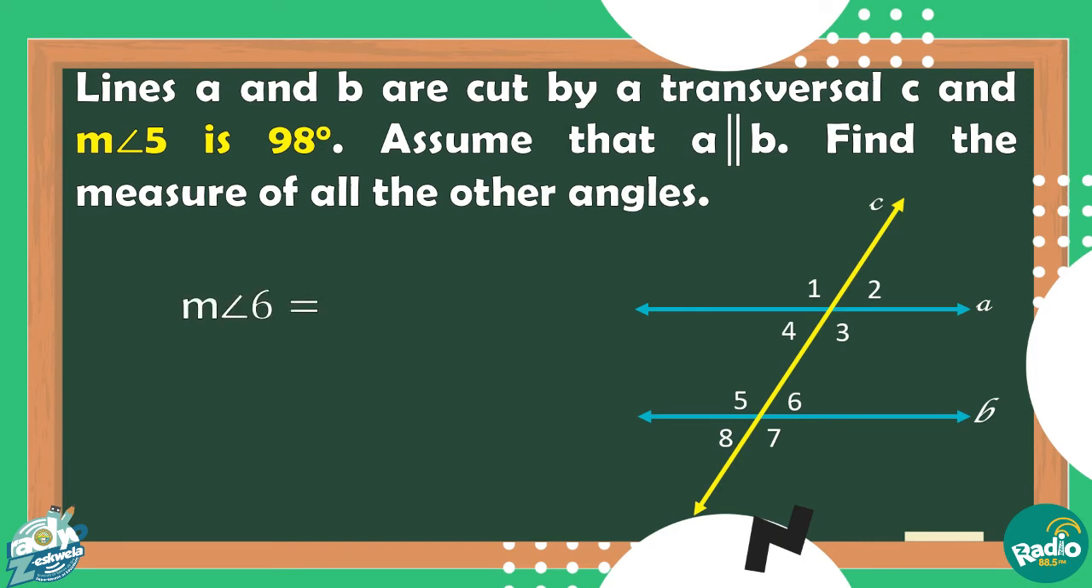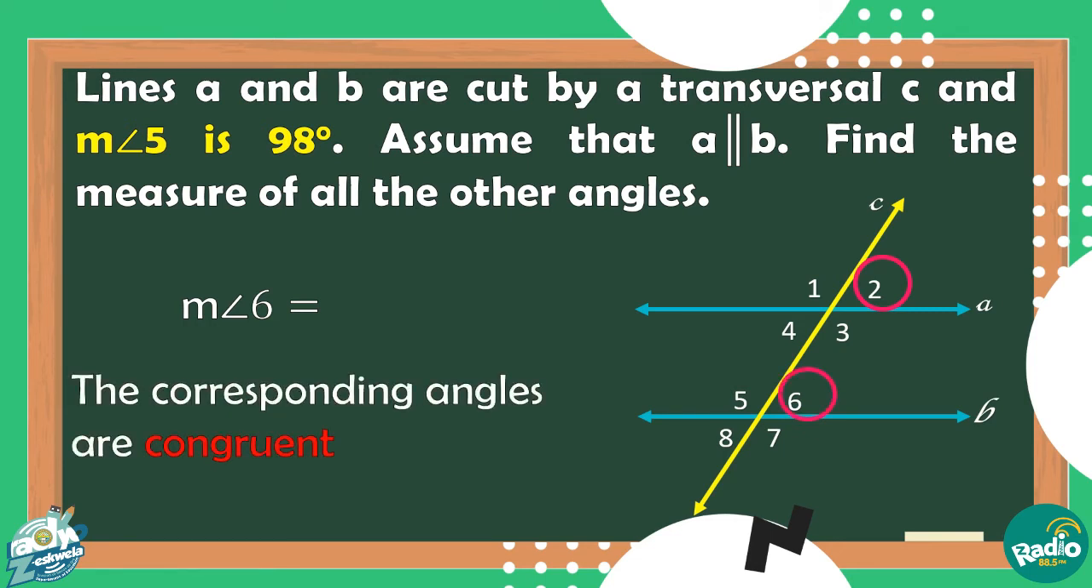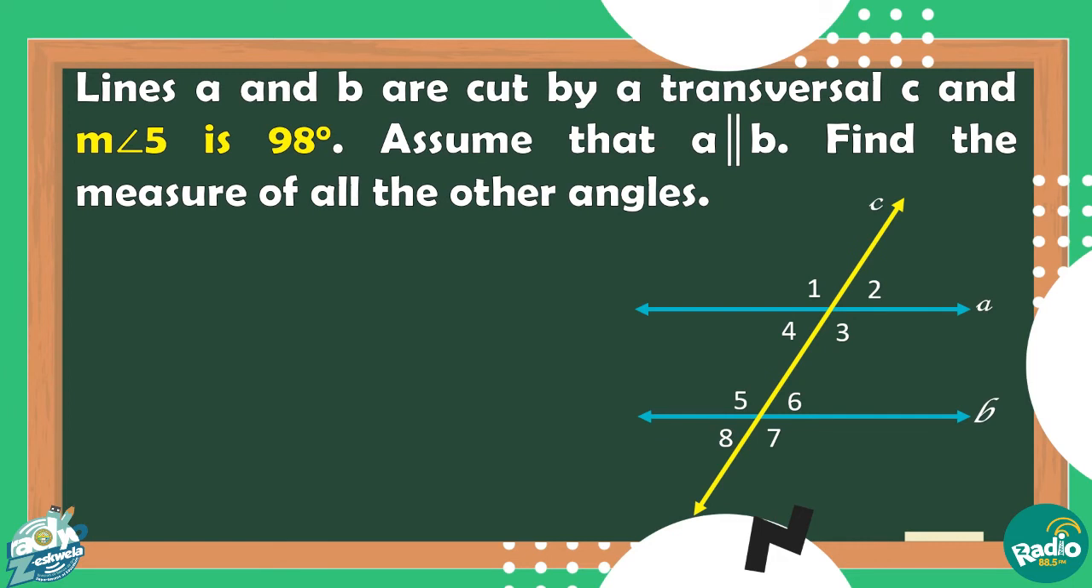Next is the measure of angle 6. We all know that angle 2 and angle 6 are both corresponding angles. And we also know that corresponding angles are congruent. If the measure of angle 2 is 82 degrees, therefore the measure of angle 6 is also 82 degrees. Next, the measure of angle 7.